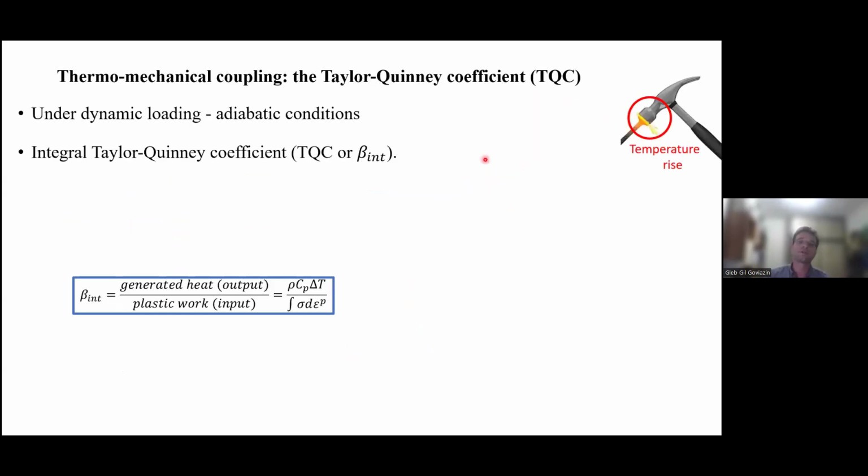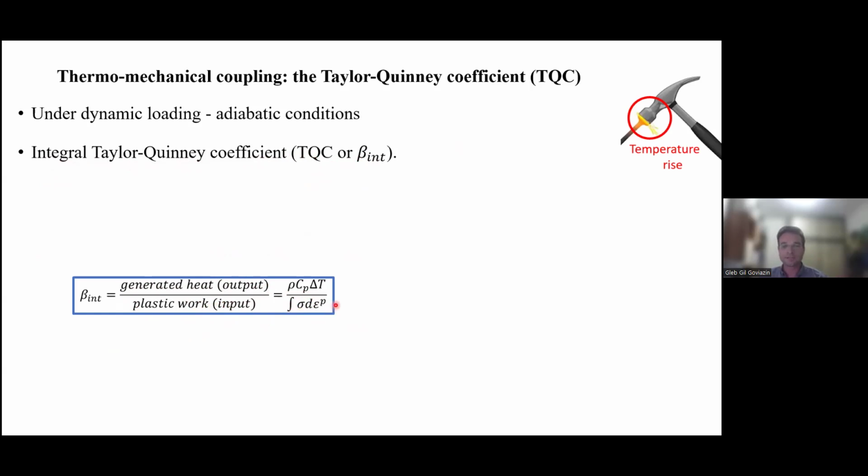Going on to our thermomechanical study, we can take this example of a nail that we hit on the head. When we touch the nail's head, it feels warm because under dynamic loading, adiabatic conditions are deemed to prevail. So we decided to study this thermomechanical coupling by the commonly used integral Taylor-Quinney coefficient, also known as TQC or beta int, which in general is kind of an efficiency value because we take an output and divide it by the input. In our specific case, the generated heat by the plastic work.